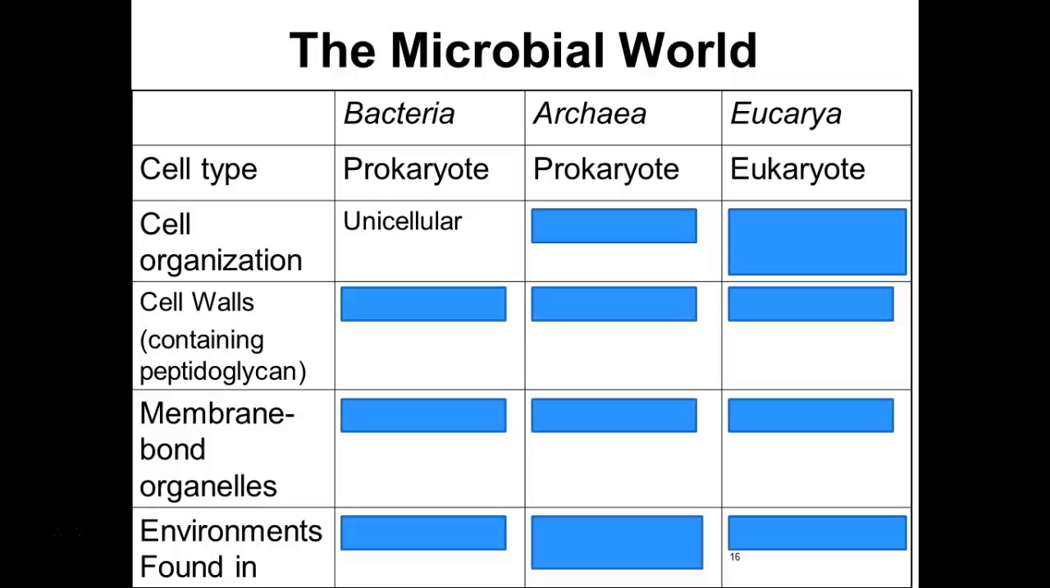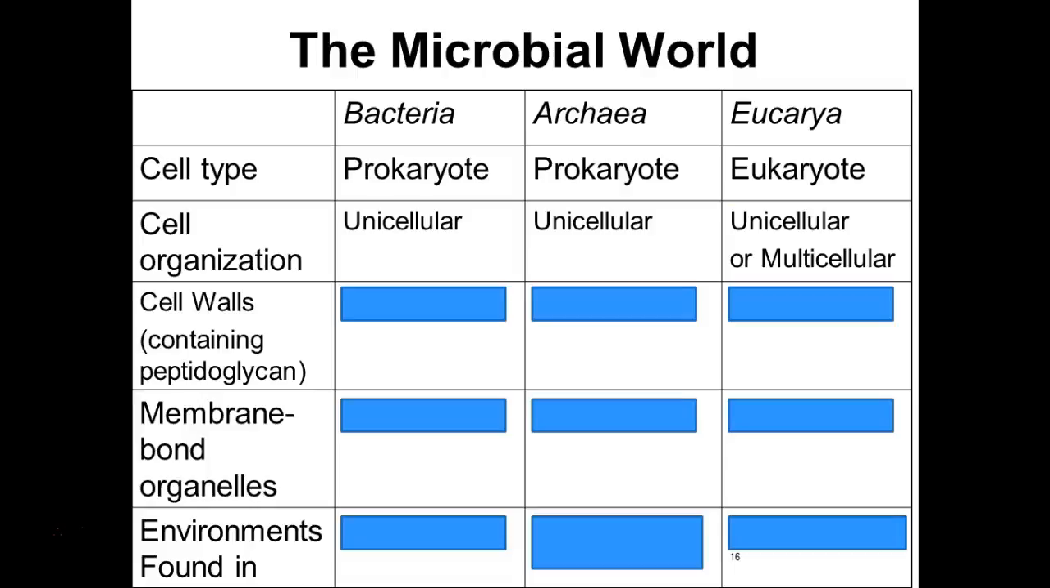Right, all prokaryotes at this point, like I said, are generally unicellular. But what about eukarya? We already said animals and plants fall in this category, and they're definitely multicellular. But are there some unicellular eukaryotes? Yeah. Amoeba, right? Euglena, right? These guys fall in that category. So it could be either one or the other.